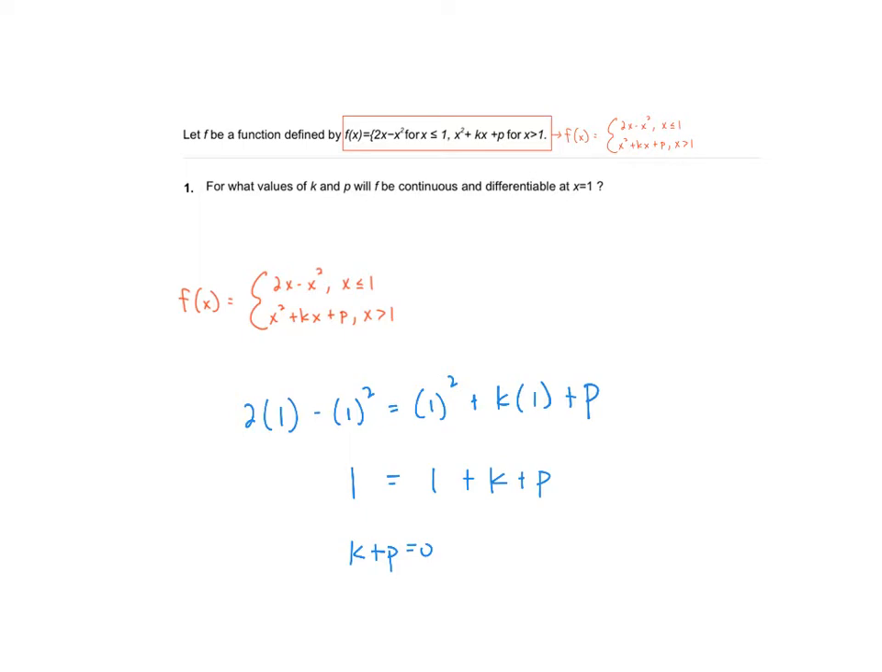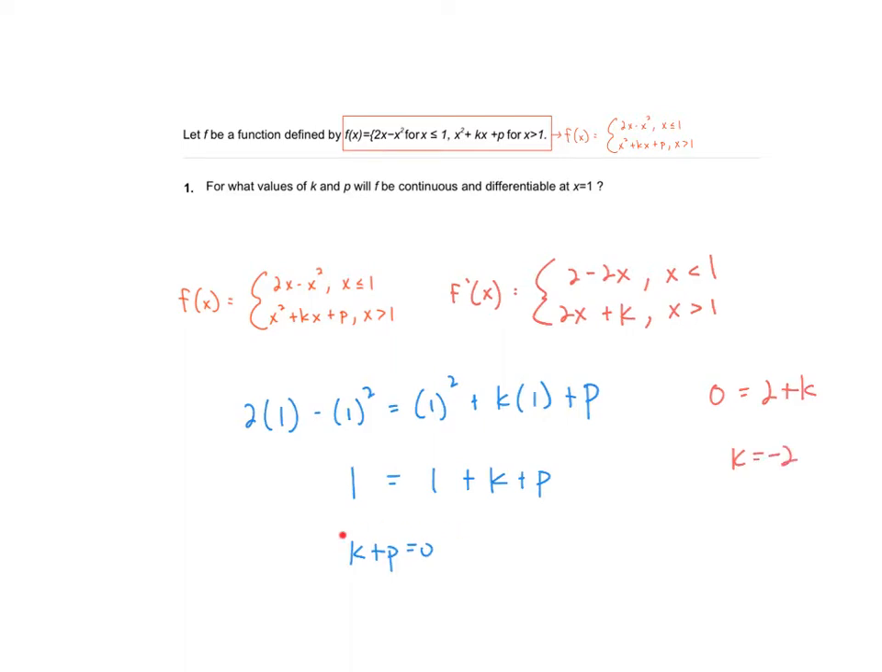Okay, and then, so this is f. We can also find f prime. Take the derivative. So derivative of the top is 2 minus 2x for x less than 1, and then 2x plus k, because the p goes away, for x greater than 1. Okay, and then we'll do the same thing. So we'll plug in 1 to the top, and you get 0. Plug in 1 into the bottom, you get 2 plus k. So you get k equals negative 2.